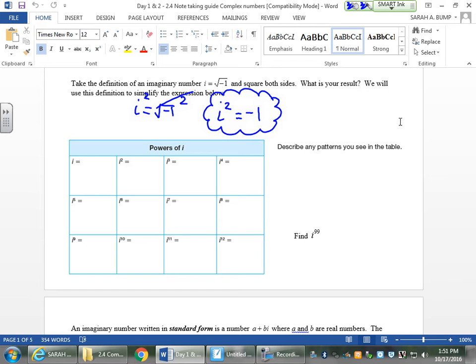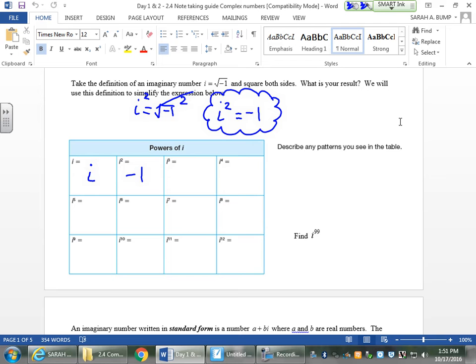This is a very quick 2-day section. So i squared is equal to -1. And we're going to use that definition to fill out the box below, which helps you find some patterns of i. So powers of i. This is i to the first power. I to the first power is just i. We just learned that when you square i, it results in -1.